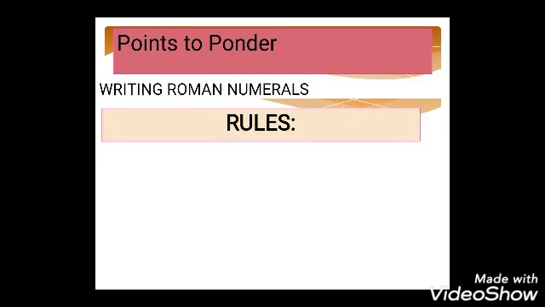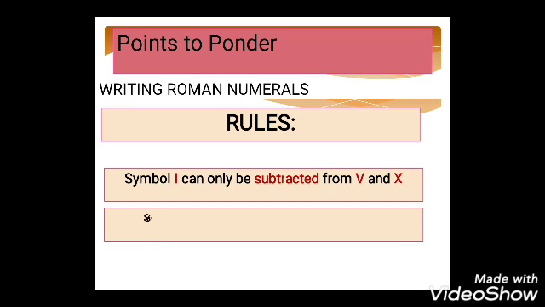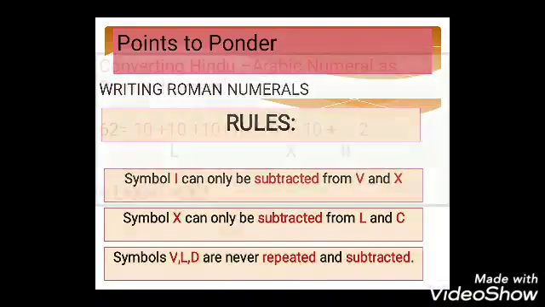So, writing Roman numbers, what are the rules? Symbol I can only be subtracted from V and X. Symbol X can only be subtracted from L and C, that is 50 and 100. And symbols V, L, D, meaning 5, 50 and 500, are never repeated or subtracted. So these are the certain rules that we will have to remember while forming Roman numbers.